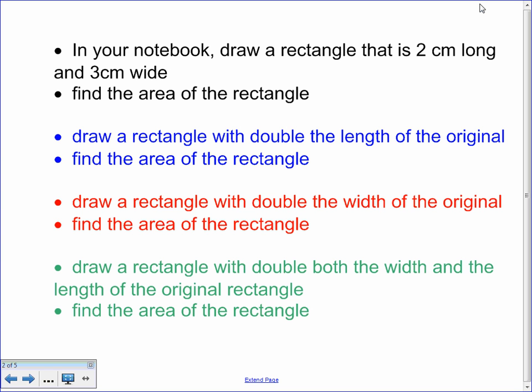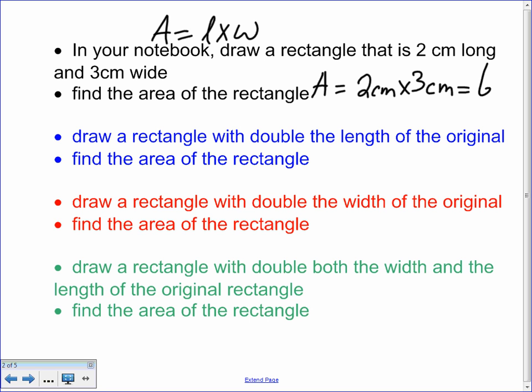Now that you've got the rectangle drawn, we're going to find the area of the rectangle. Again, remember area equals length times width. So the area of our rectangle is 2 centimeters times 3 centimeters, which gives us 6 centimeters squared. Remember, area is in units squared.